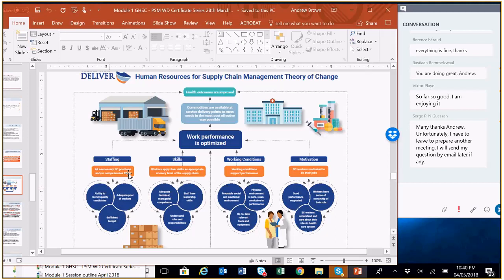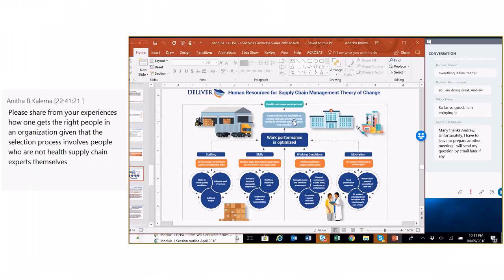So right at the top, if a supply chain is working well, health outcomes are improved, but we know that there are lots of different factors that influence health outcomes in a country. But one of those is making sure that commodities are available at service delivery points to meet the needs in the most cost-effective way possible. This is an outcome that a supply chain can influence. But you need money, you need a whole range of other things apart from just having the right people.